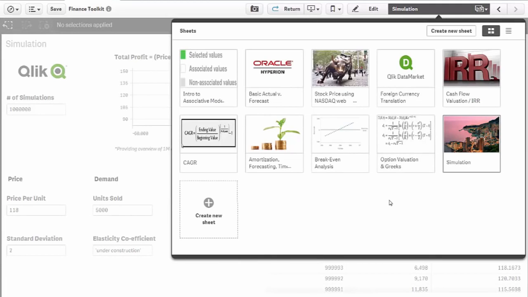So that's my presentation today on why you should get your finance person involved in your visual analytics platform. These are great use cases that can be applied to many different business problems in finance and accounting.